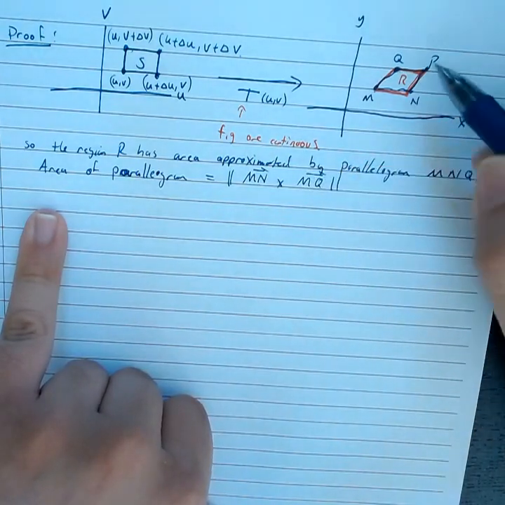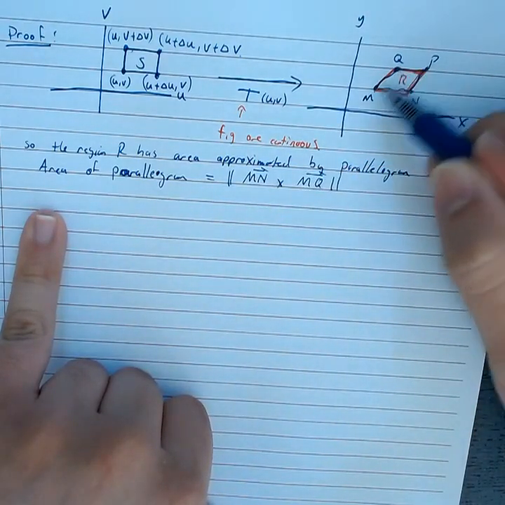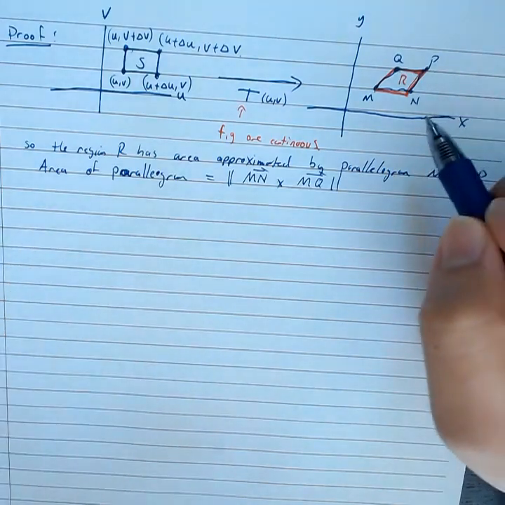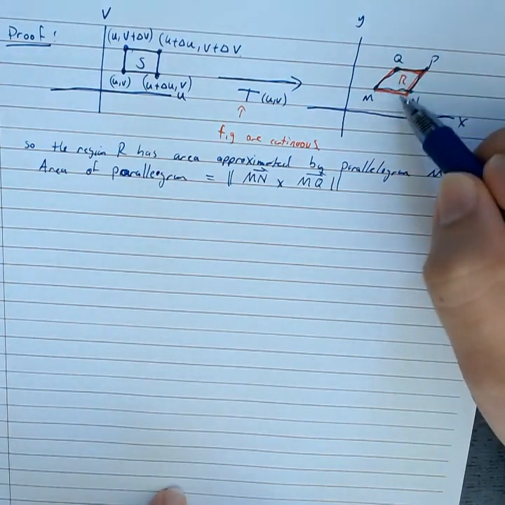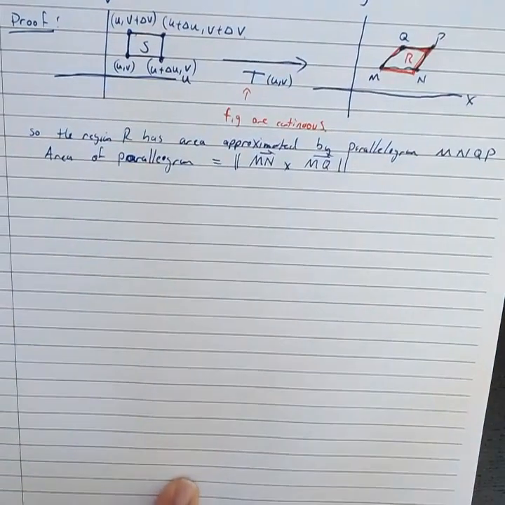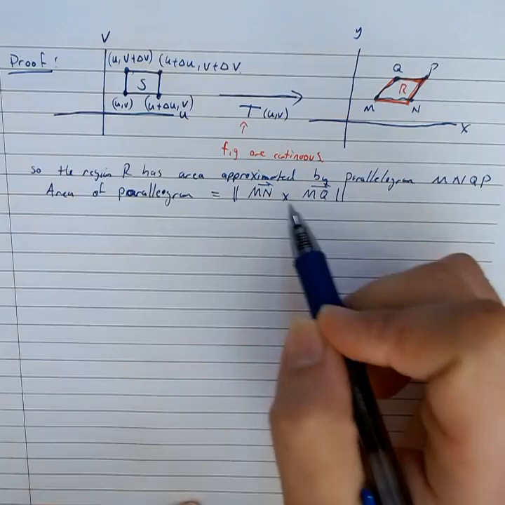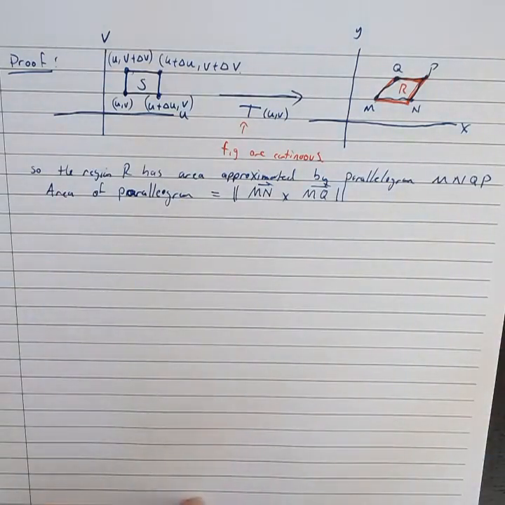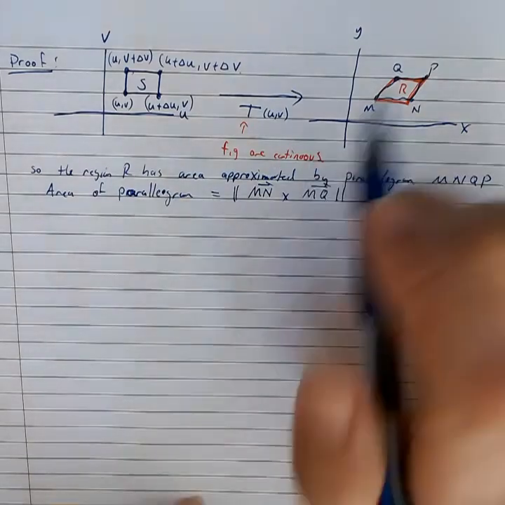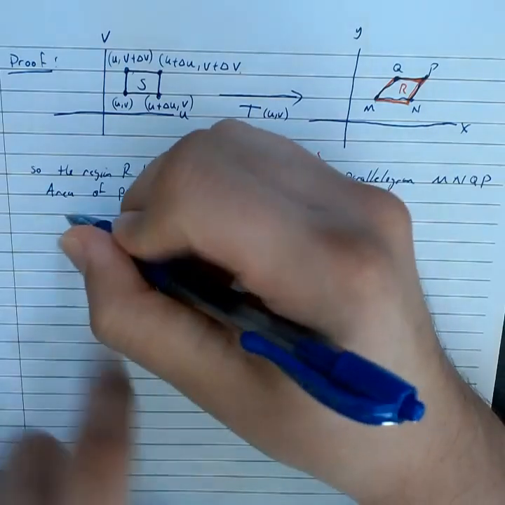It didn't have to be those. We could have said PN and PQ or QM, QP. It doesn't really matter. Here we're taking two adjacent sides, taking their cross product and the magnitude. This goes back to chapter 11. We saw this when we first introduced cross products, 11.3, I believe. So then the area of the region R is approximately given by this.